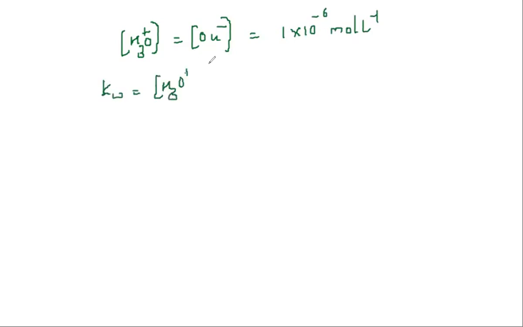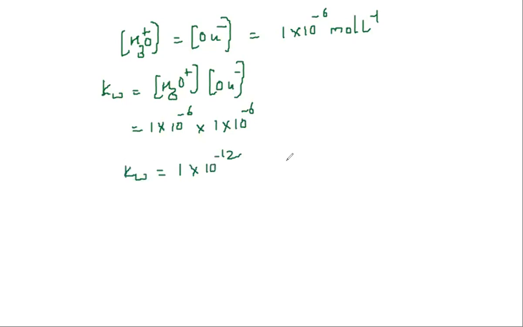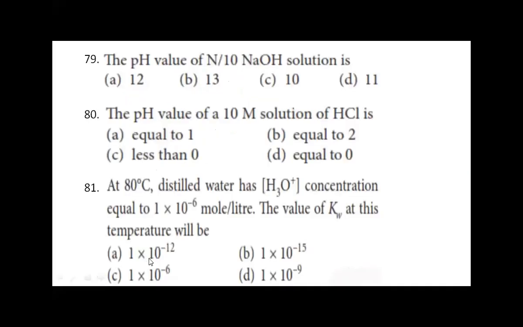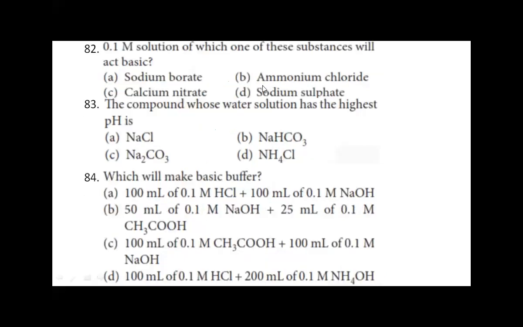Kw is H3O+ times OH-, and that is equal to 1 × 10^-6 times 1 × 10^-6. This comes out to 1 × 10^-12. Kw of water is 1 × 10^-12. Cleared? Simple. So 1 × 10^-12. Option A is the correct option. Is that right?